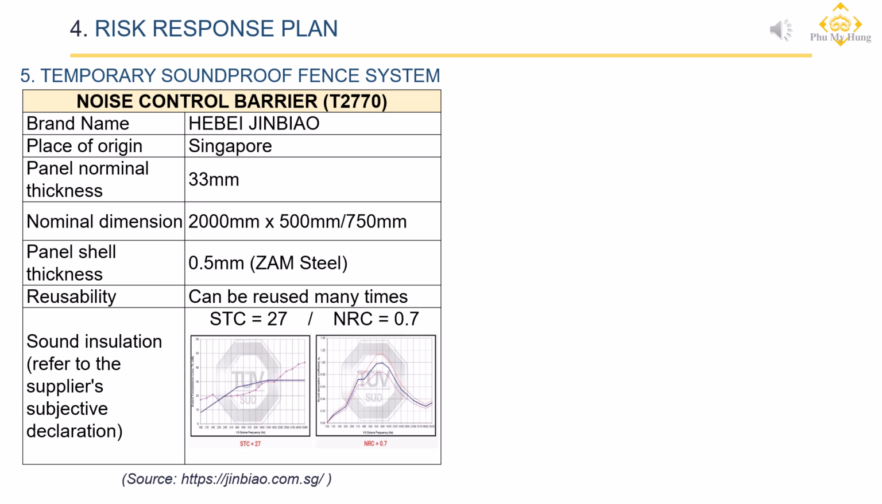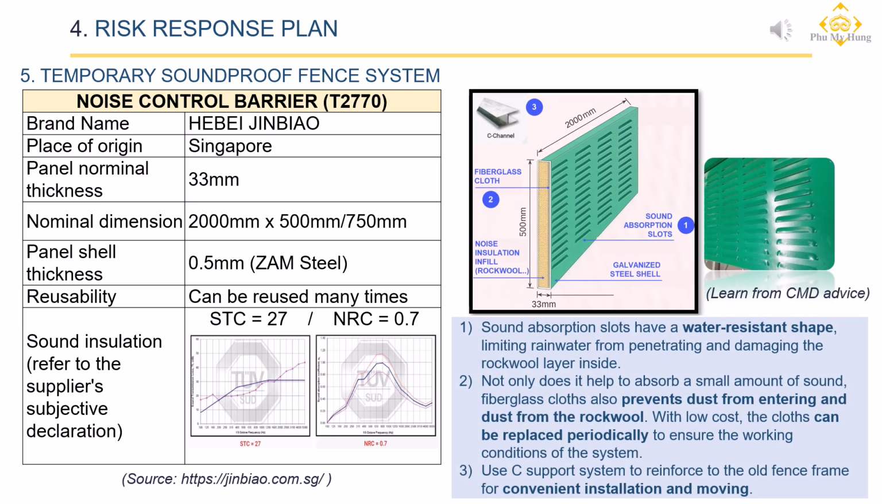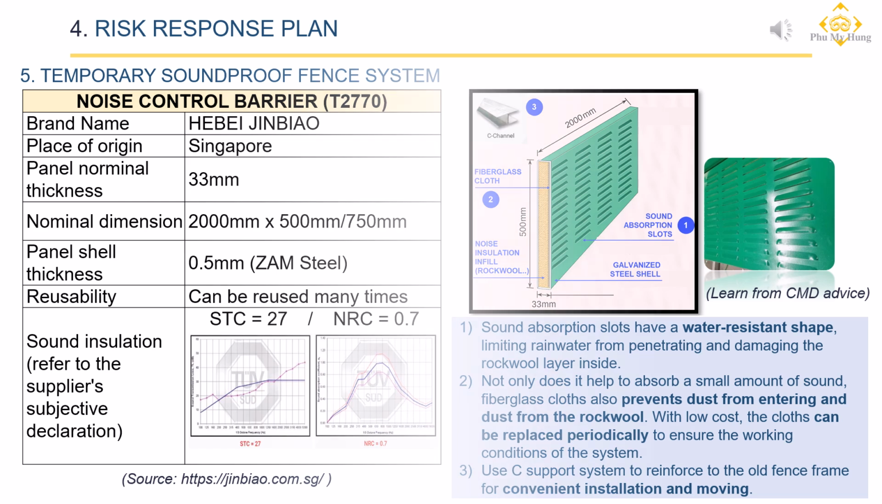A pretty good number. In terms of structure, it is similar to the sound-absorbing systems commonly used in Vietnam, still including rock-wool core to absorb sound, galvanized steel plate with special sound-absorbing holes to prevent rainwater penetration, and fiberglass layer to prevent dust and protect the inner core. The system is supported by C-shaped steel braces to reinforce the old fence for easier installation and reuse. With this modular system, DNE can maintain and reuse panels in future projects.